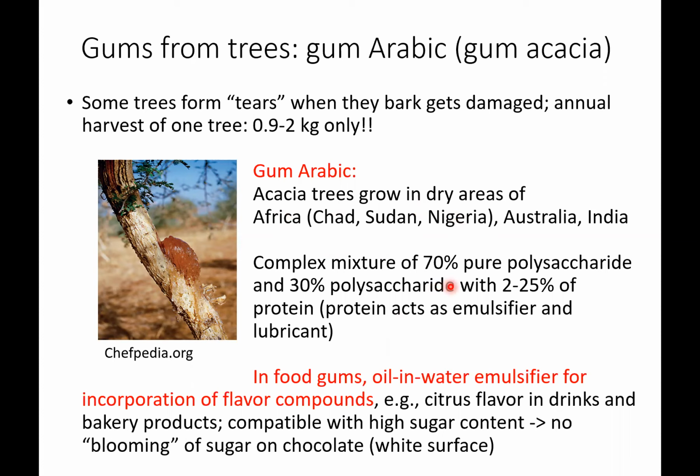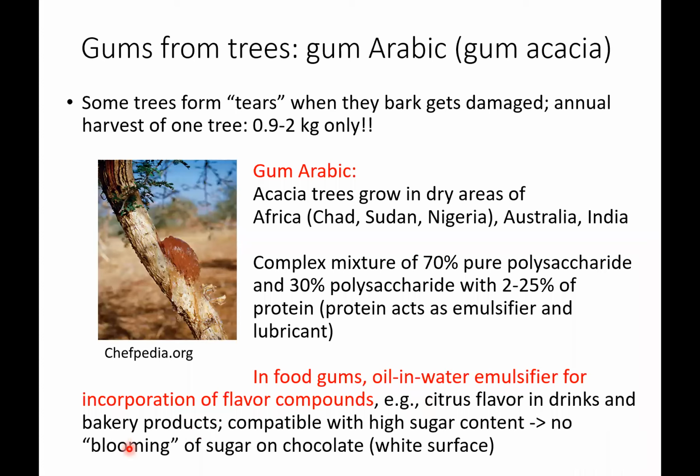These are complex structures of about 70% polysaccharide and some proteins. In food gums, they are good to use as oil-in-water emulsifiers for incorporation of flavored compounds. And that's their major application, maybe besides a thickener. You can hide or get a citrus flavor into drinks using gum arabic. You can also use it in baking, to get citrus flavor into cookies, for example.